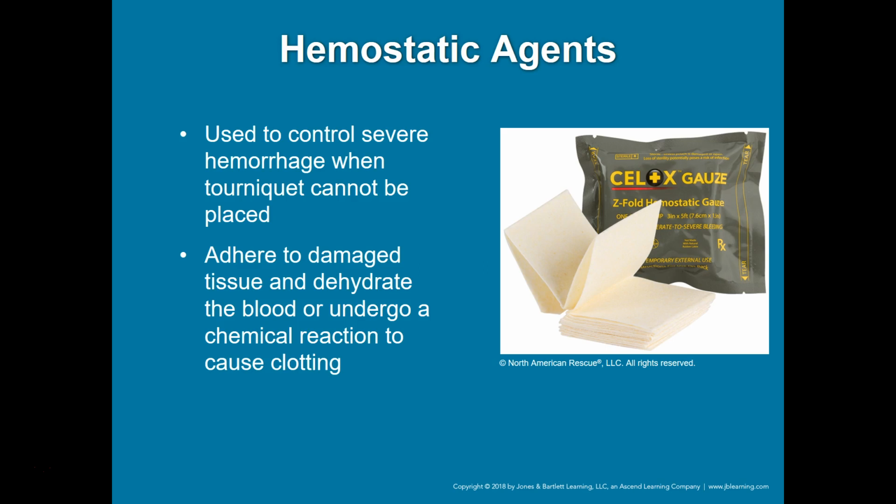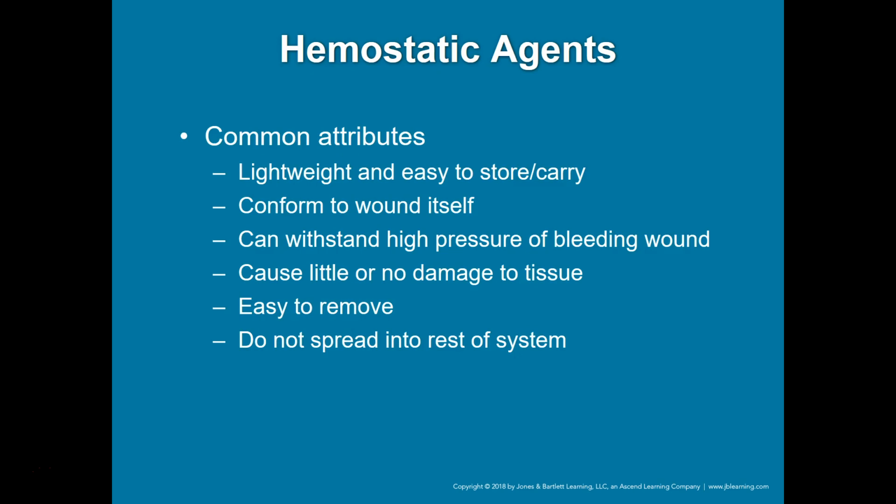You have someone who has significant bleeding coming from the abdomen or the chest. You're not really able to put a tourniquet there. Coming from someone's mid-axillary region, excuse me, from somebody's armpit, you're not really able to control bleeding there with a tourniquet. Tourniquets are for extremity injuries. This is for more centrally located injuries. It adheres to damaged tissue and it dehydrates the blood, or it undergoes a reaction to cause the blood to clot.